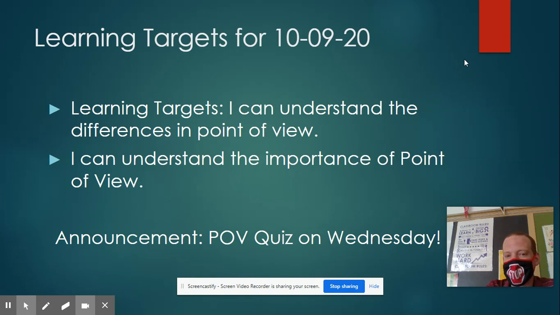So, today we're going to be talking about point of view. Learning targets are: today I can understand the differences in point of view, and I can understand the importance of point of view. Your announcement is that you have a point of view quiz on Wednesday. Again, this is all review, so it should be very, very easy.